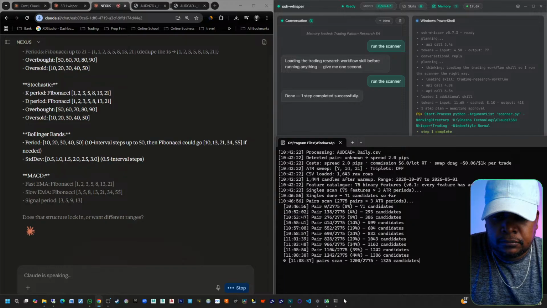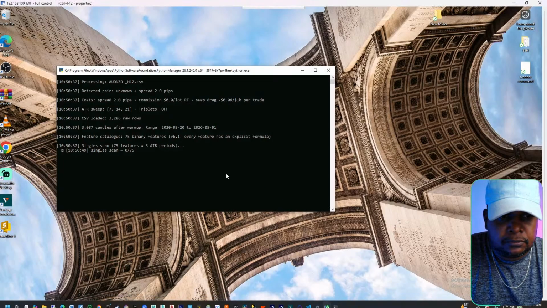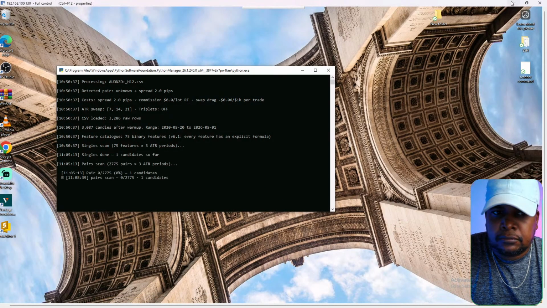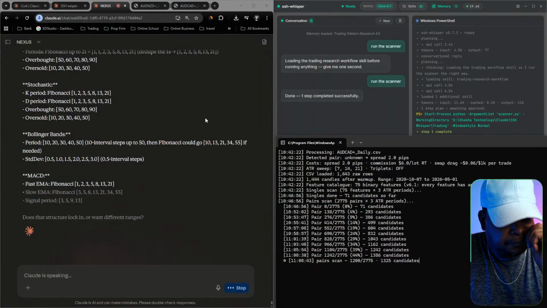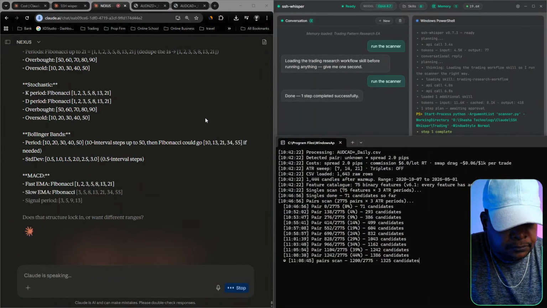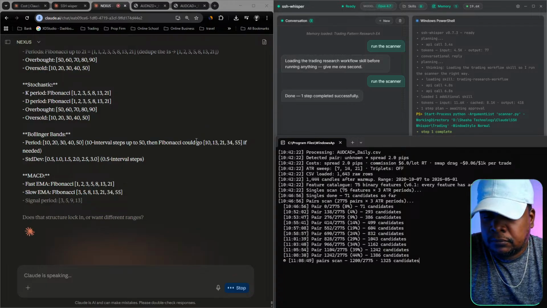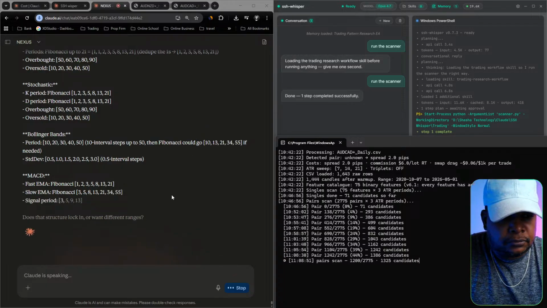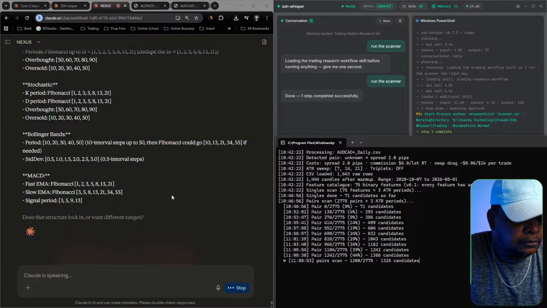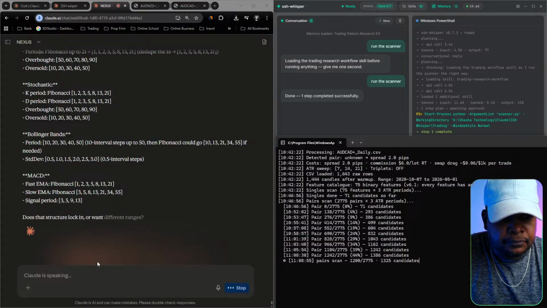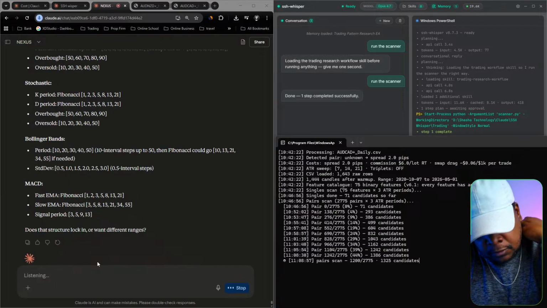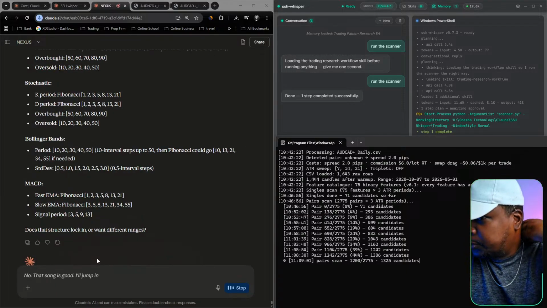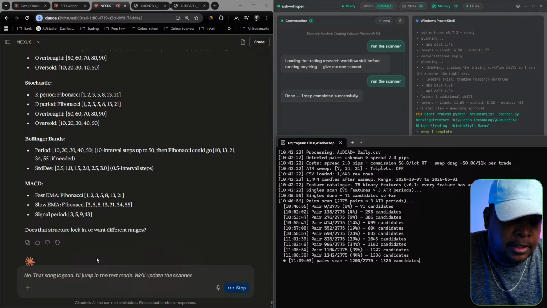MACD. Fast EMA, Fibonacci 1, 2, 3, 5, 8, 13, 21. Slow EMA, Fibonacci 3, 5, 8, 13, 21, 34, 55. Signal period 3, 5, 9, 13. Does that structure lock in, or do you want different ranges? No, that sounds good. I'll jump into text mode, we'll update the scanner, and then we'll go from there.